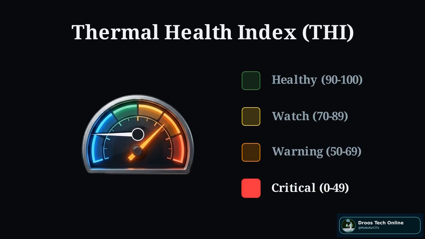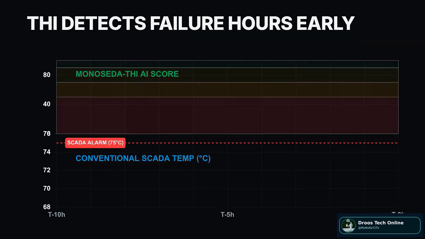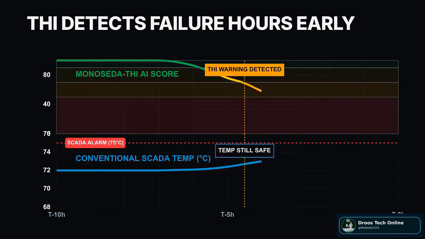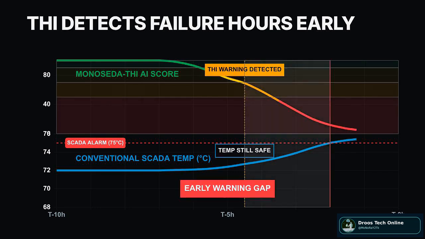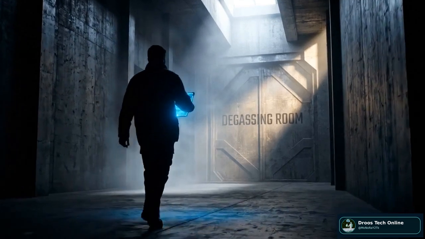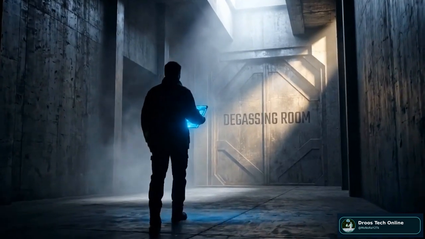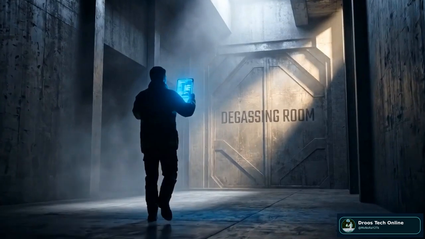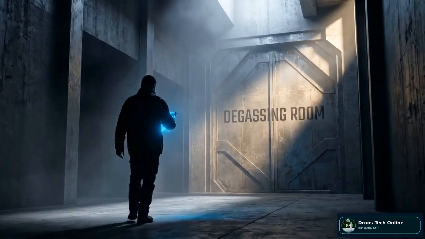This split chart compares THI against a conventional SCADA system during an anomaly. While the temperature line slowly approaches the threshold, the THI curve begins to plummet. It drops into the warning zone hours before the physical temperature touches the SCADA threshold. This captured time gap is the operational definition of predictive maintenance. It gives engineers the runway to intervene before the product is lost.